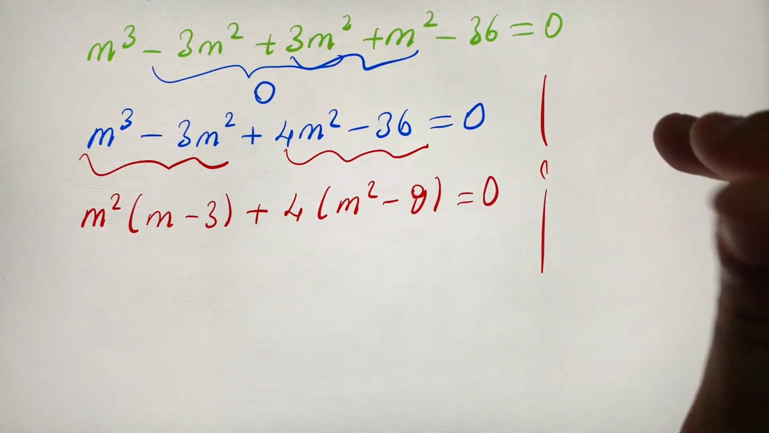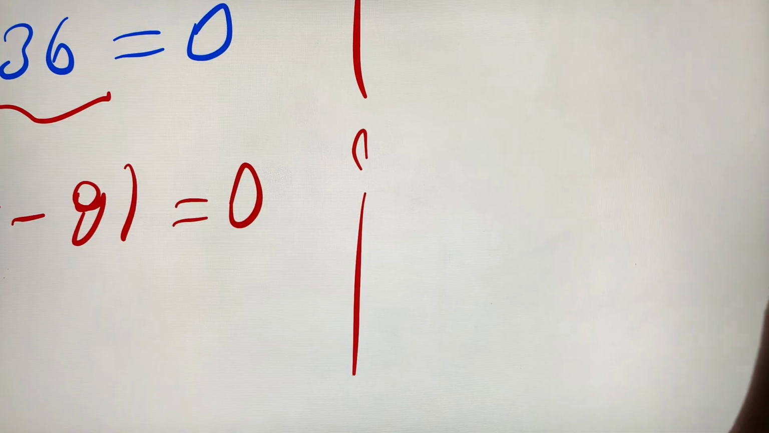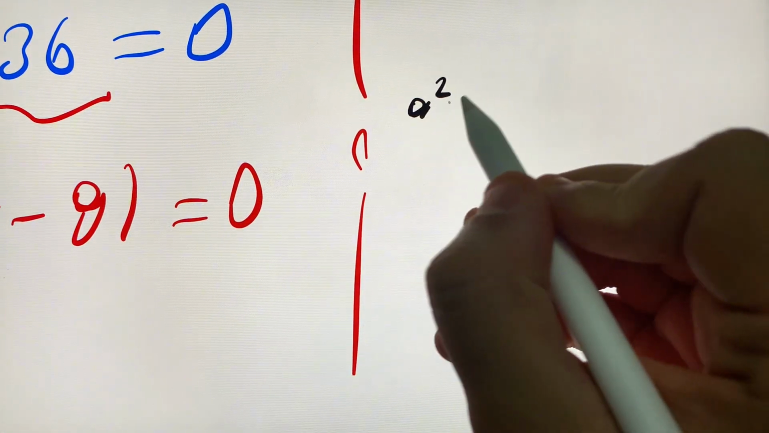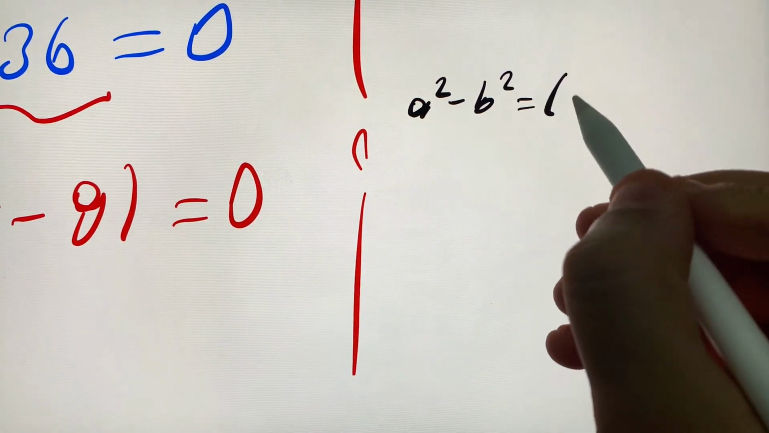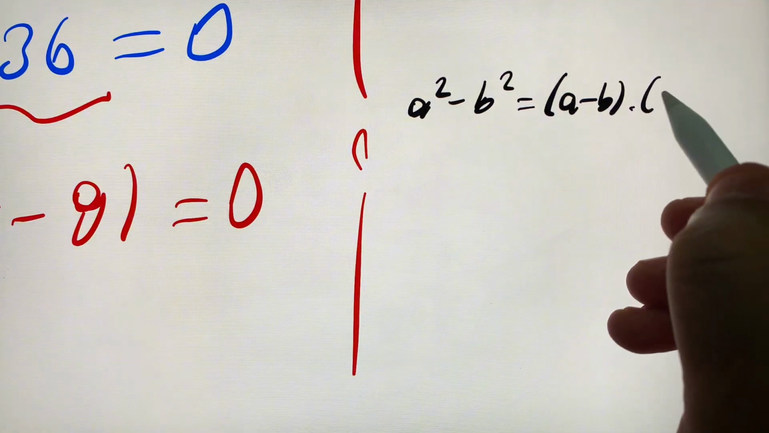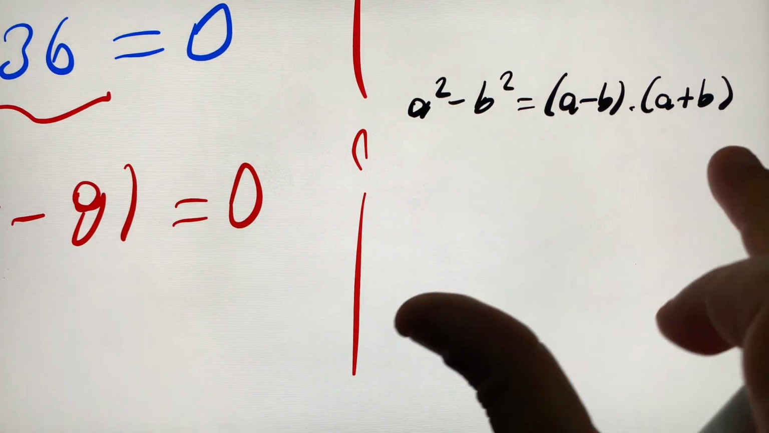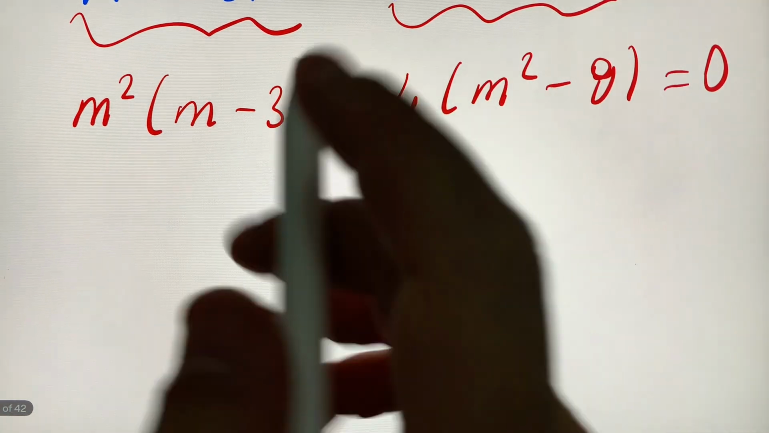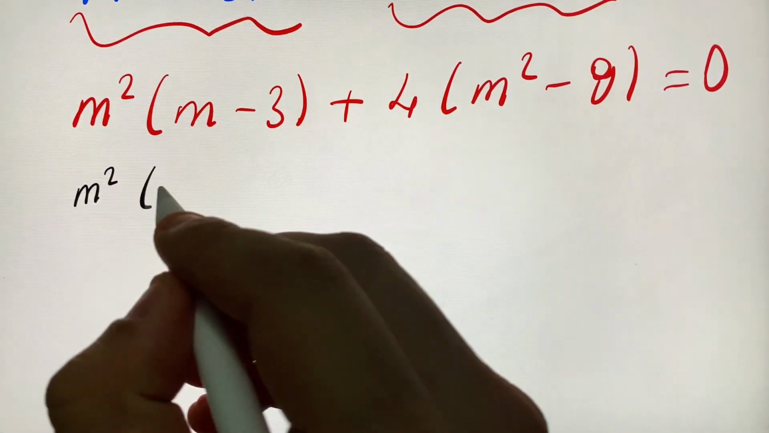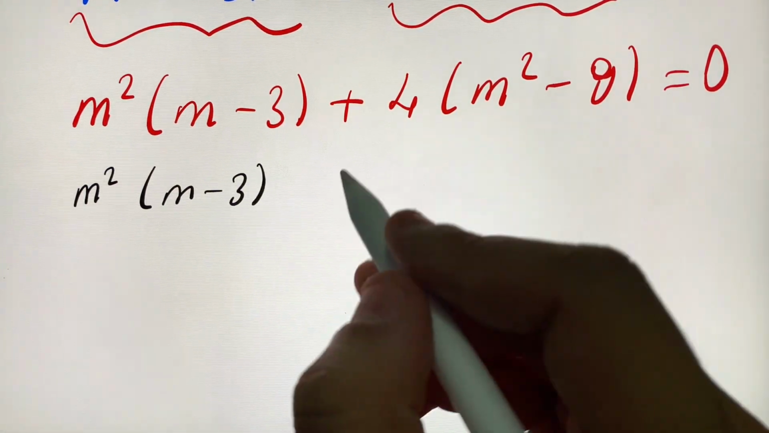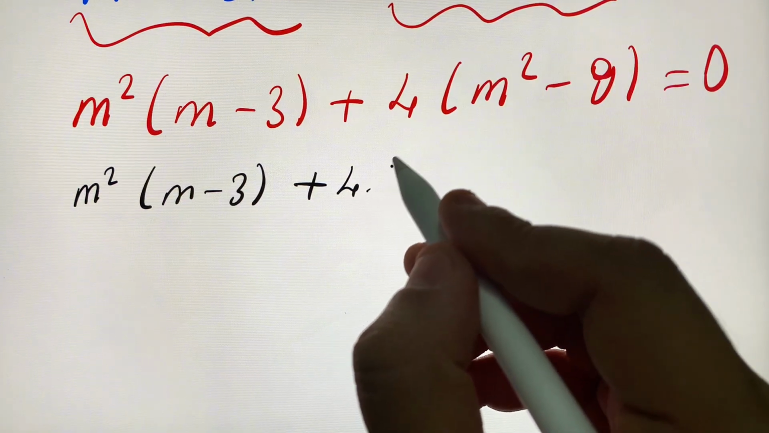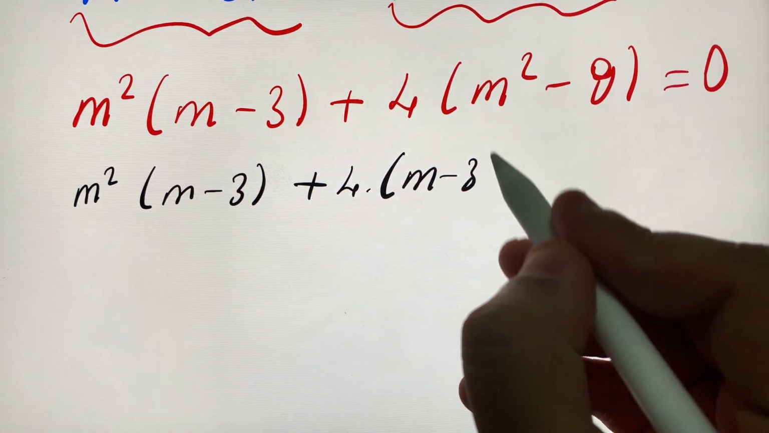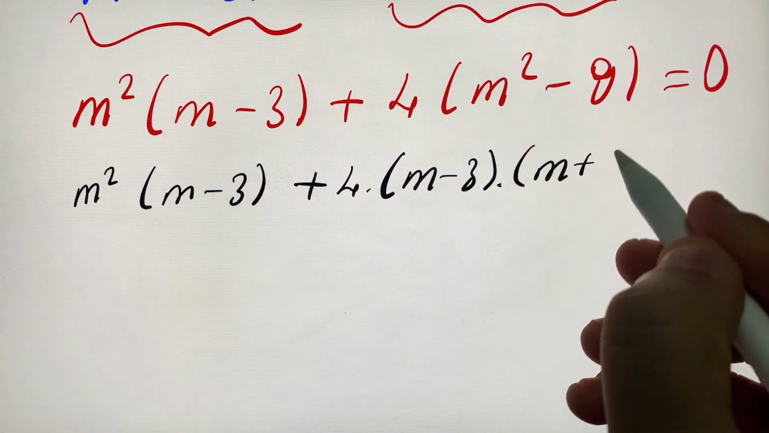There is a feature here right away. Let's remember what it was: the expression we call a squared minus b squared is a minus b times a plus b. If we apply it in our equation, what will it turn into? m squared times (m plus 4) minus 9 gives m minus 3 times m plus 3 is equal to 0.